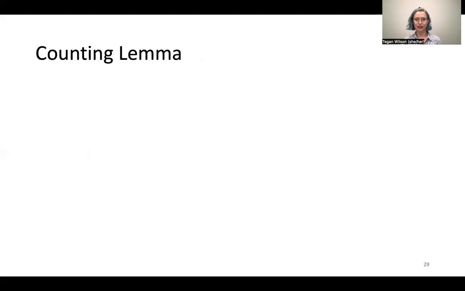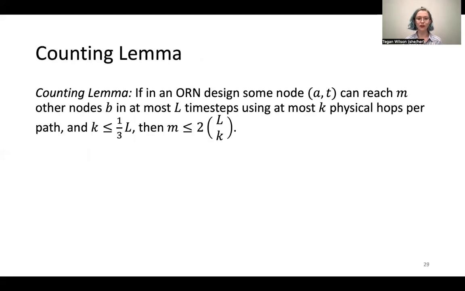This is the counting lemma. It states, if you have an ORN design and some node A, A can reach M other network nodes B in at most L time steps and using at most K physical hops per path, then M must be no more than 2 times L choose K. The reason for this is as follows. The number of distinct nodes that A can reach is at most the number of distinct paths that originate at A that use L time steps and at most K physical hops per path.